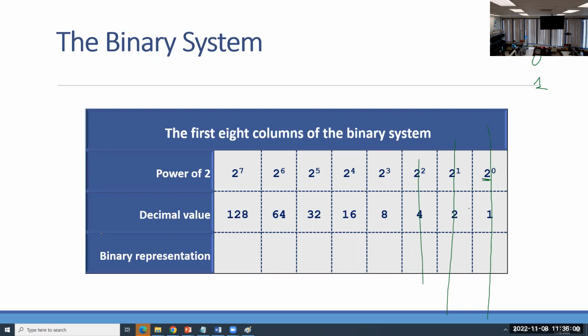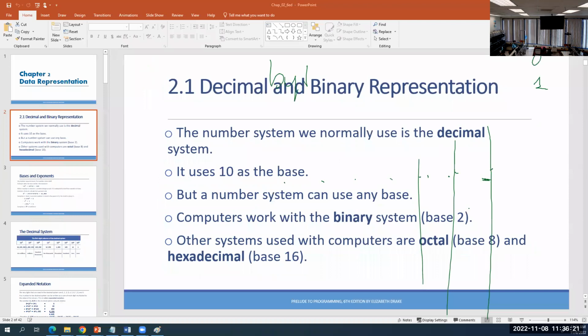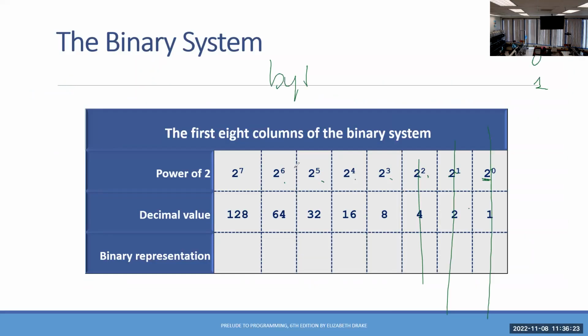So the first column, you have 2 raised to the power of 0, 2 raised to the power of 1, 2 raised to the power of 2, 3, 4, 5, 6, 7, and so on. Basically, in the computer, you just group 8 bits together into 1 byte. That means you have 8 bits here, which is why you see everything from 0 to 7. You have the 8 bits, or 1 byte.